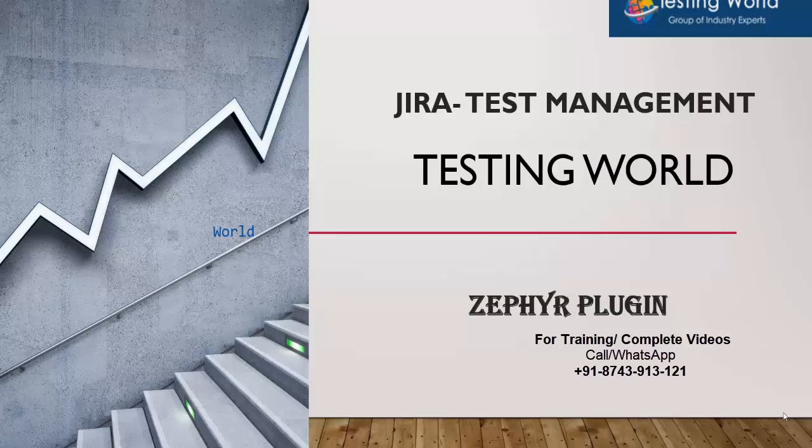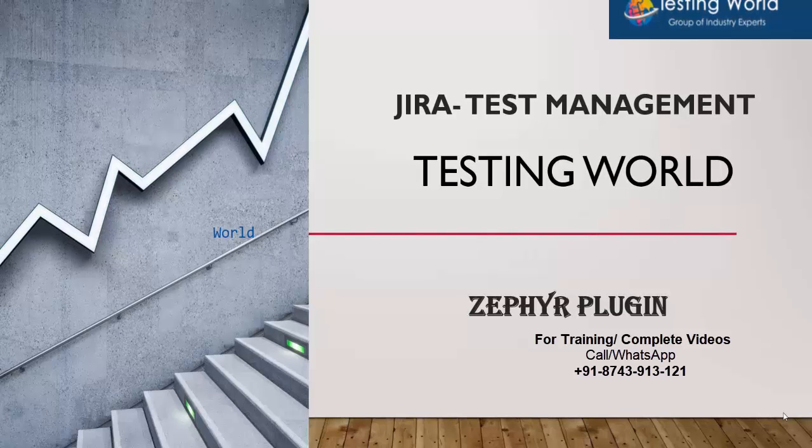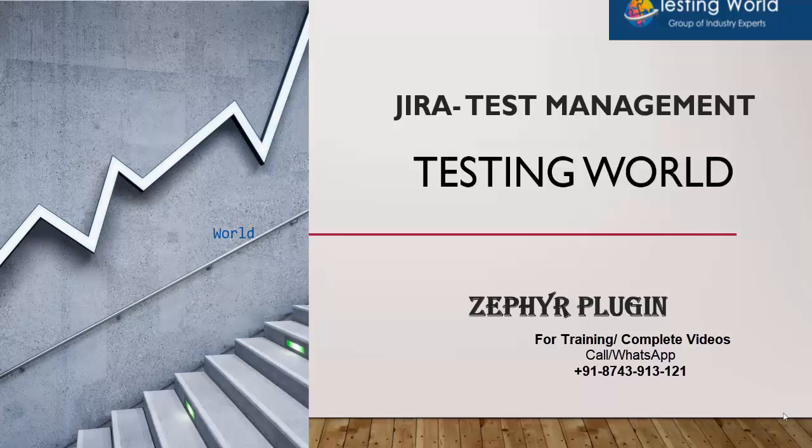So till now in JIRA we have seen we can perform project management. Project management means we have seen we can add user stories, we can define epic, version, also we can report bug, so it's a bug reporting tool as well. Now I will explain one of the most important plugins. The plugin name is Zephyr.